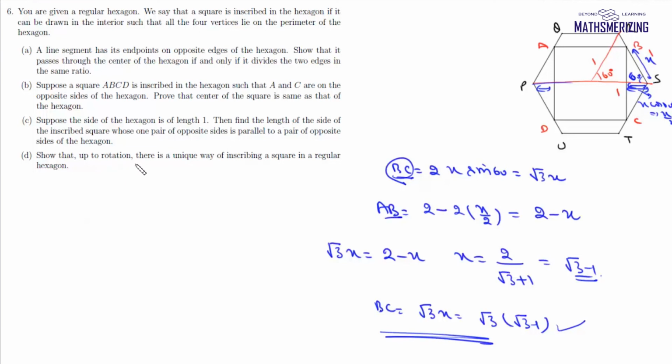Now this part D is: show that up to rotation, there is a unique way of inscribing a square in the regular hexagon. So once we have solved this part C, we know that this square will be inscribed in this hexagon when the value of x is root 3 minus 1. So that means this value of x is uniquely determined. There is no other value of x possible with which we can inscribe this square within this hexagon. So that means there is only a unique way of inscribing this square inside this hexagon, and there is no other way possible. And this is how we solve these questions.